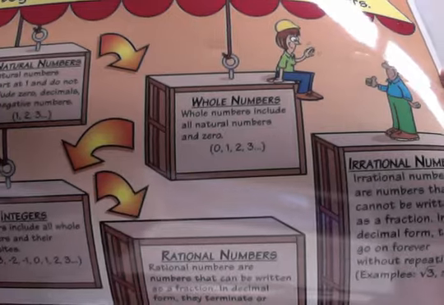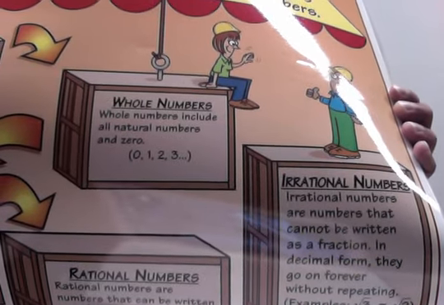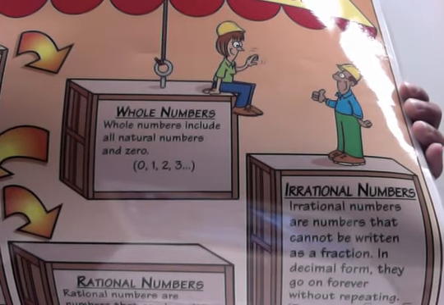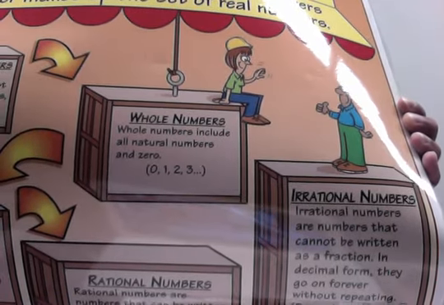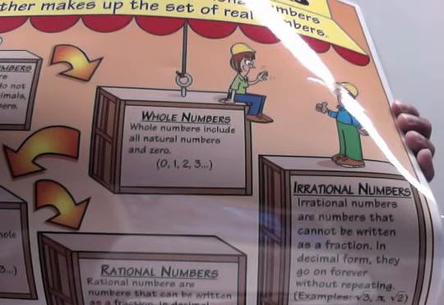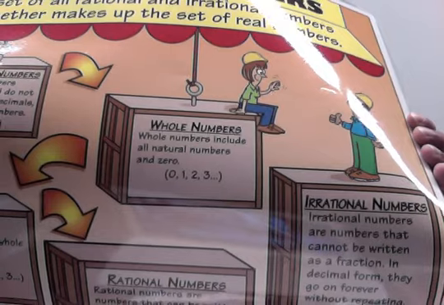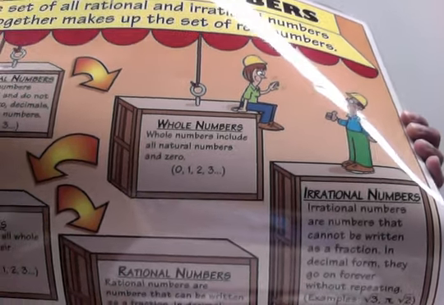All right, moving on from the natural numbers, we're going to go to the whole numbers. And it says whole numbers include all natural numbers and 0. So if you notice, the only difference between a whole number and a natural number is that a whole number includes 0. Okay, a natural number does not. However, if you look here, whole numbers do not include decimals or negative numbers, just like natural numbers.